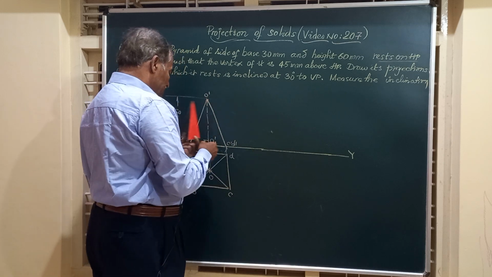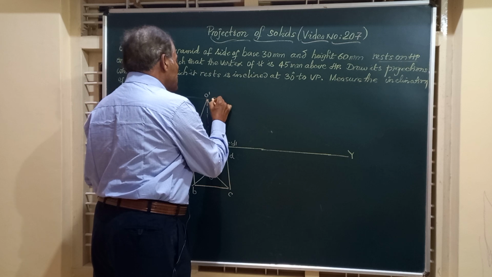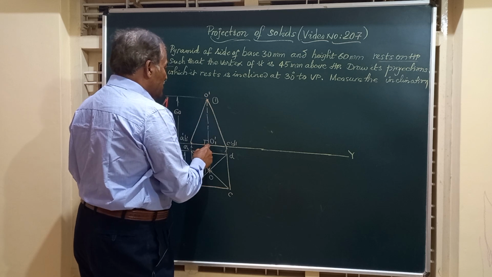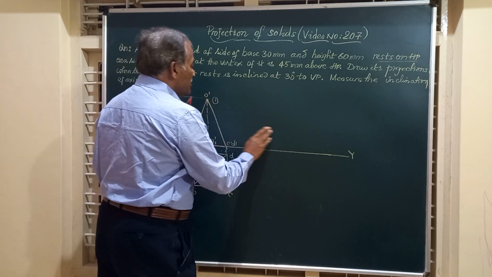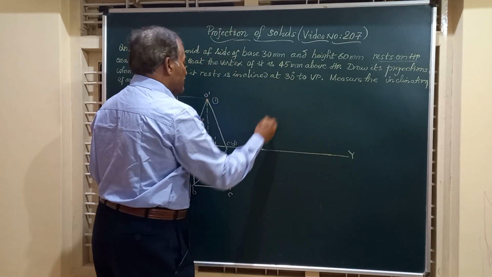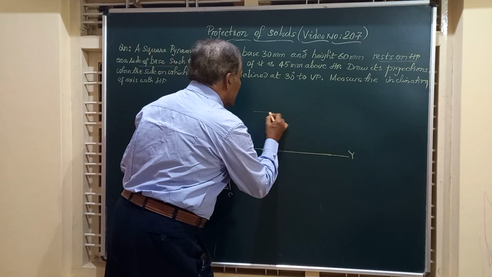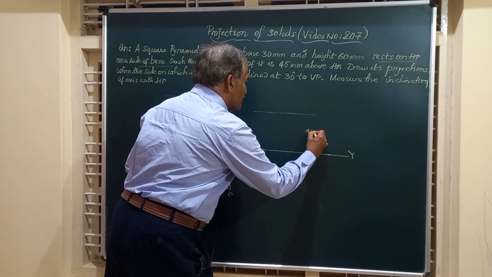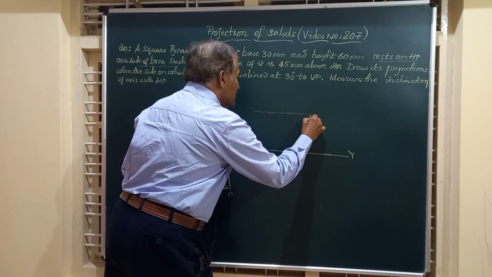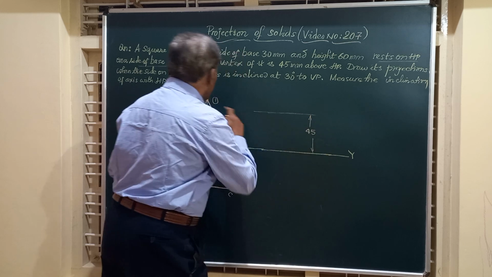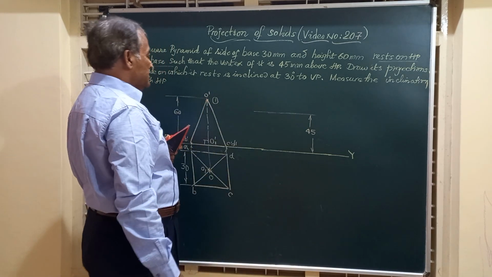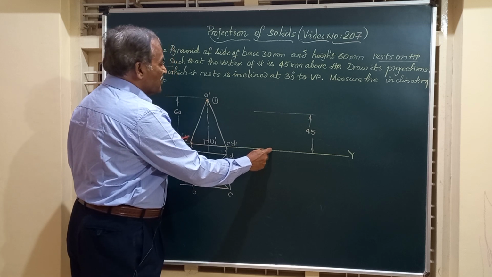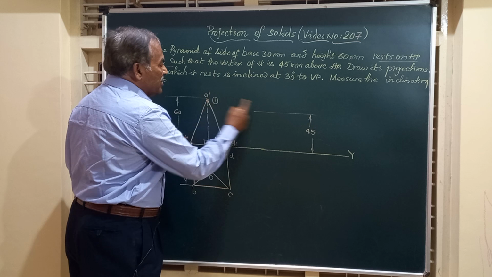So friends, I have to redraw this figure 1 as figure number 2 such that the vertex which is 60 above HP should be at a height of 45. So friends, here I draw a line parallel to XY at the given distance of 45, and this horizontal line represents the locus of the vertex O dash. Friends, here C dash D dash should be on this XY line and here this O dash should be on this.